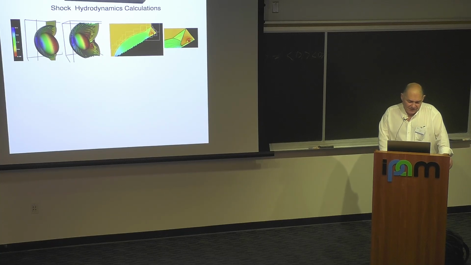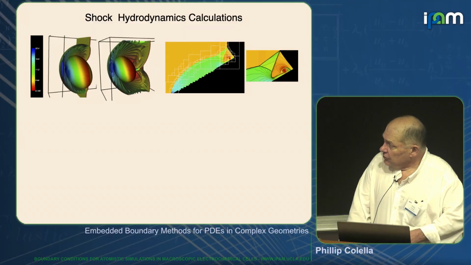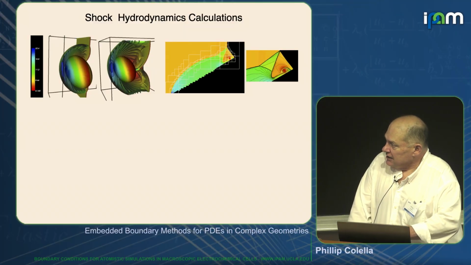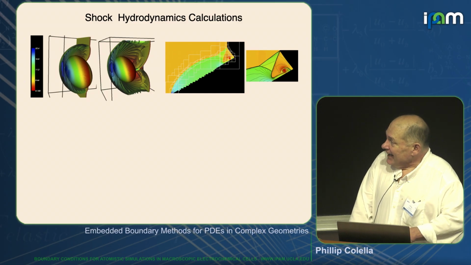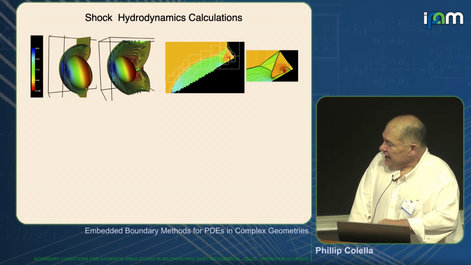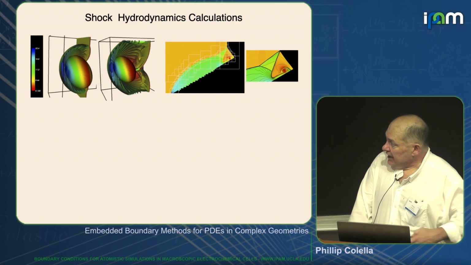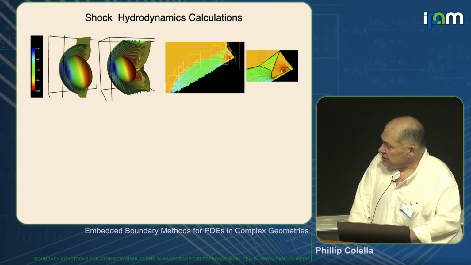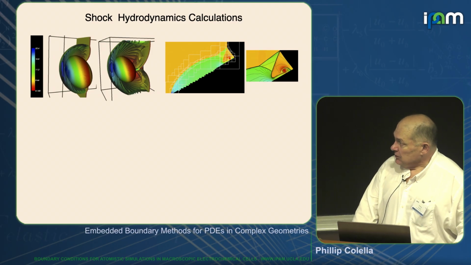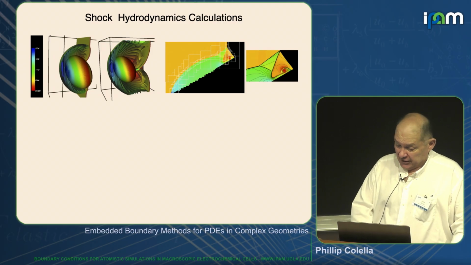So here's the first set of things: shock hydrodynamics calculation, shock going over an ellipsoid, an egg, and that's in 3 dimensions, and here in 2 dimensions, shock going over a ramp. And this is with an adaptive mesh, because you can see the adaptive mesh, the white outlines is where we have refined.